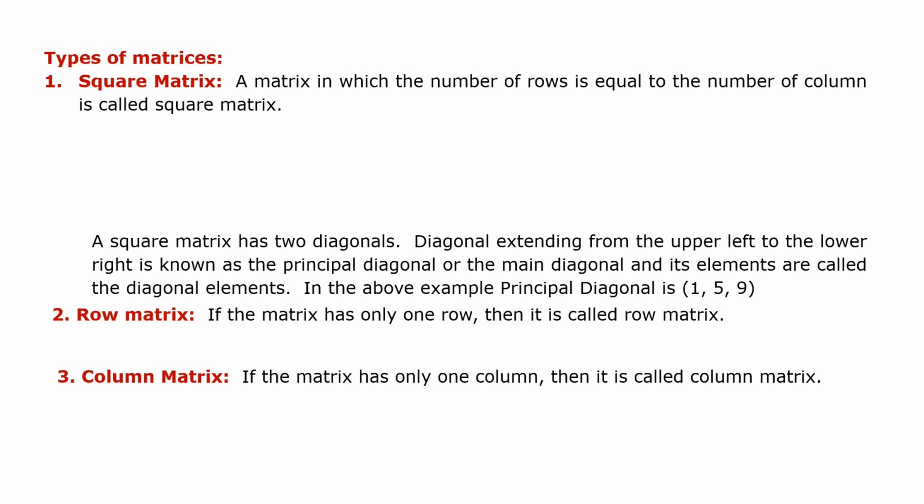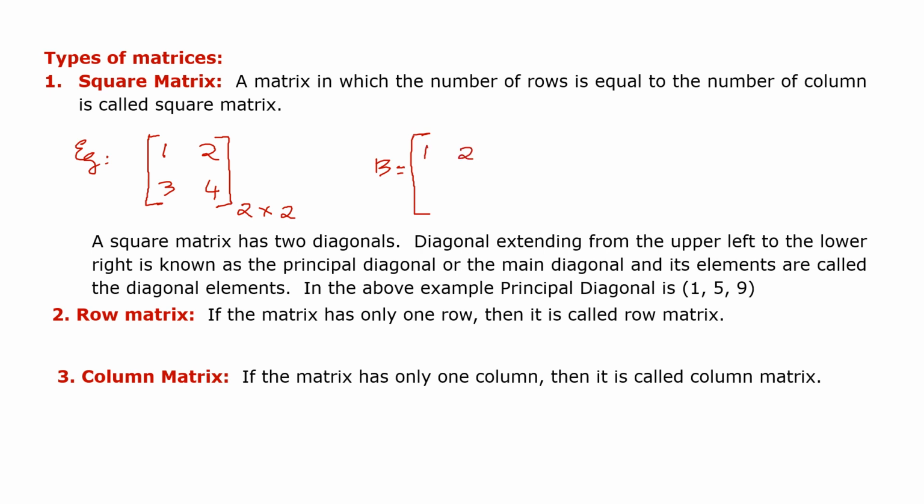Now coming to the types of matrices. There are many types of matrix, and these are important for examination purposes. Square matrix: what is the condition? A matrix in which the number of rows is equal to the number of columns. For example, let us take matrix A: 1, 2, 3, 4. Here there are 2 rows and 2 columns, so we can write this as a 2 by 2 matrix. Example B: the only condition is that the number of rows and number of columns should be the same.